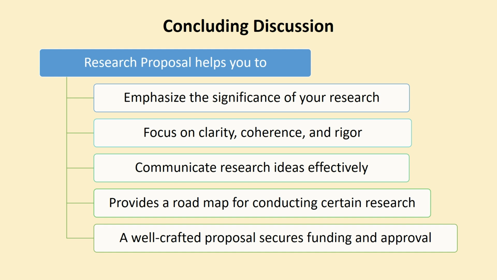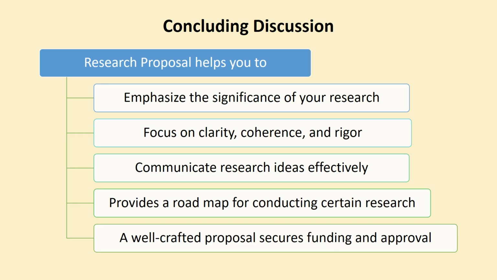Next is communicating research idea effectively. It is very important. I have just discussed this thing, that how you communicate your research idea effectively, you need a research proposal. You need to make it in a concretized form in a black and white manner. Next is provide a roadmap to conduct certain research. This is very, very important.